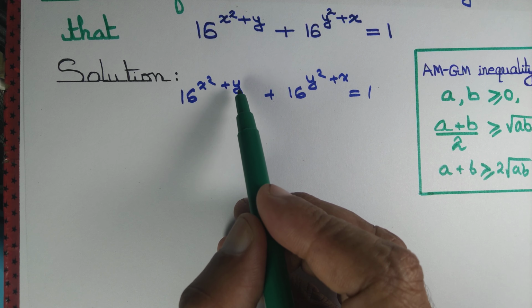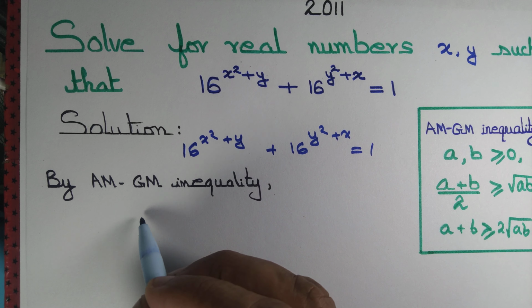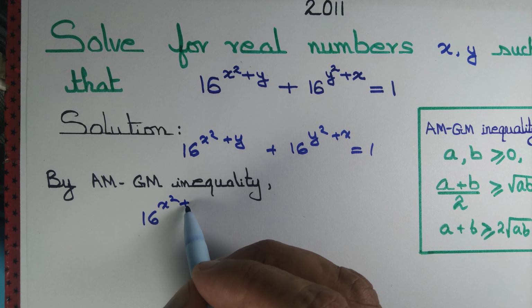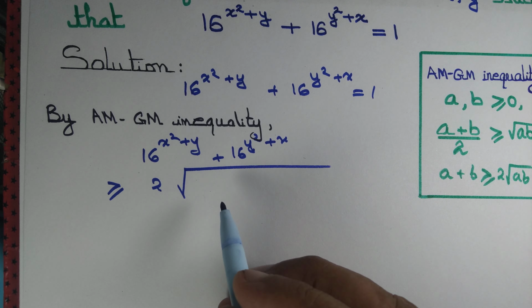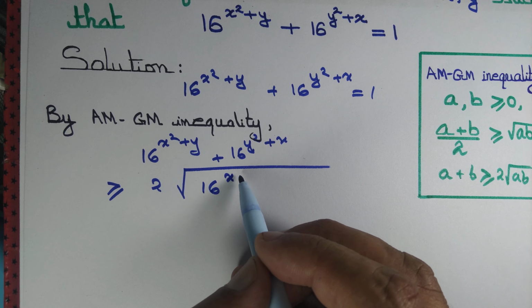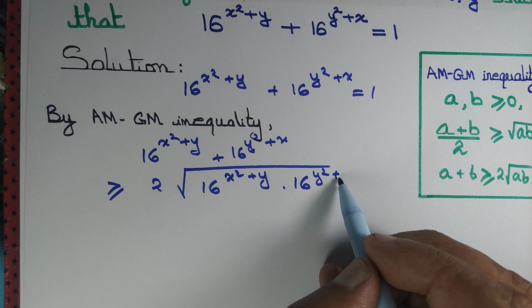Observe that 16^(x² + y) is a positive real number. 16^(y² + x) is also a positive real number. So by the AM-GM inequality, 16^(x² + y) + 16^(y² + x) is greater than or equal to 2 times the square root of the product 16^(x² + y) times 16^(y² + x).